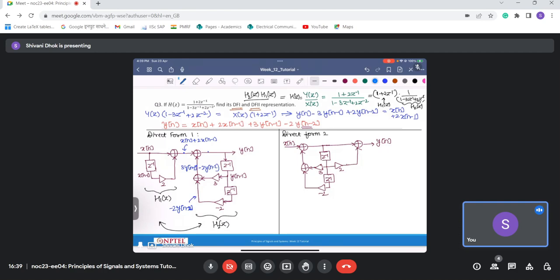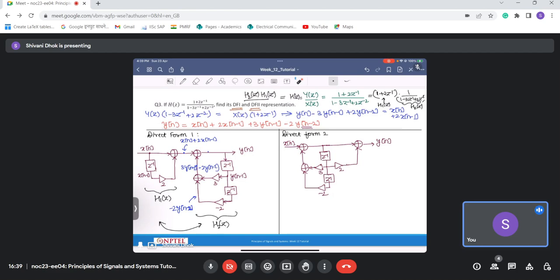Now, if you observe carefully in these two, the gain blocks don't change. Like these 2, 3 and minus 2, 2, 2, 3 and minus 2, these are the same. Even the number of adders is the same, 3, 1, 2, 3, 1, 2, 3. But what I'm gaining is that I have fewer delay blocks. These Z inverse delay blocks are fewer compared to my direct form 1.